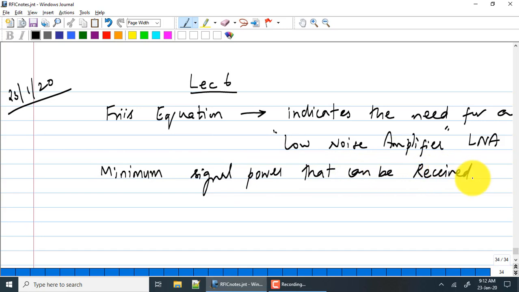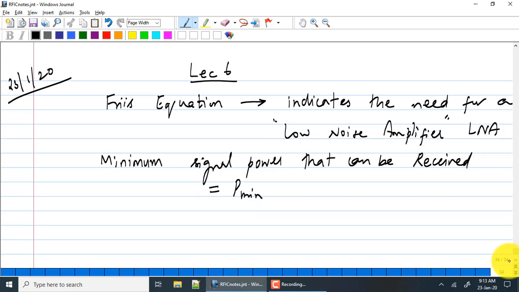I'll call this minimum signal power that can be received P min. Calculate the value of P min. Assume that the receiver has a noise figure F, so receiver noise figure is F. The gain can be G, right? I want to calculate the minimum signal power that can be received. How do I do that?